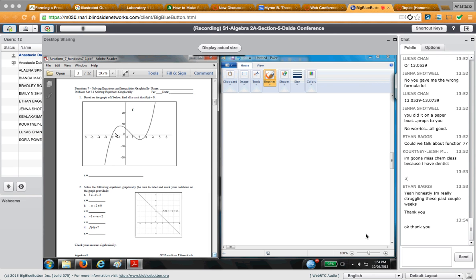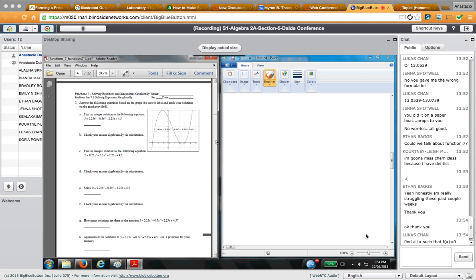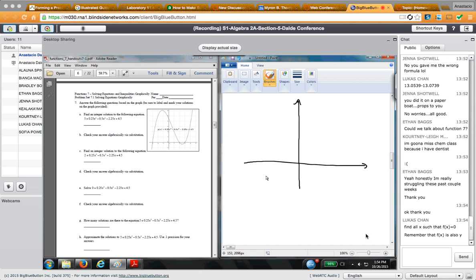All right. This right here, let's see. Where should I start? I think I'll start right here. Okay. This right here is a cubic function. Okay? It's the graph of any general cubic function. In fact, actually, it's the graph of this specific cubic function.